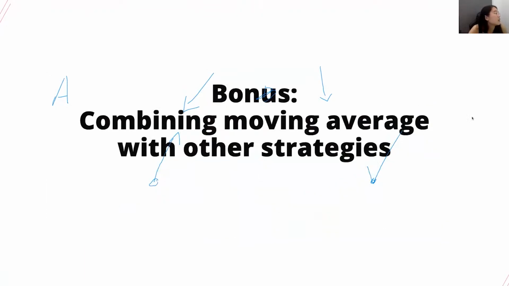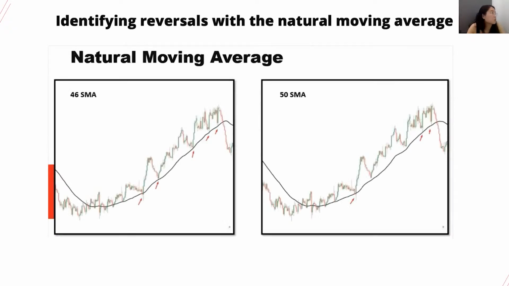Okay, let me just remove all the drawings, sorry. Okay, bonus, combining moving average with other strategies. Sorry, this is not the one. We're supposed to identify reversals with the natural moving average, and that is exactly the strategy that is commonly used, which is to get in for the buy whenever price comes to the moving average area, the support and resistance.